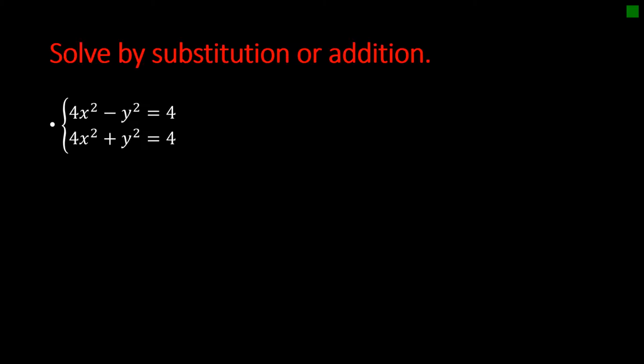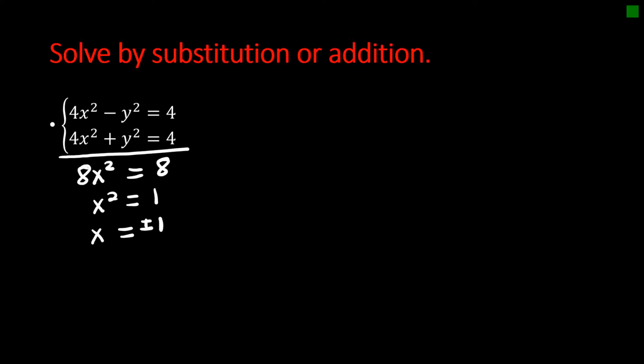Let's look at another one. Here we have 4x squared minus y squared equals 4, and 4x squared plus y squared equals 4. Now here this is set up for addition. If I add these equations together, I get 8x squared. My y terms will go away, equals 8. So x squared is going to equal 1. So remember, when we use the square root property to solve, you're going to get plus or minus the square root of 1, which is plus or minus 1.